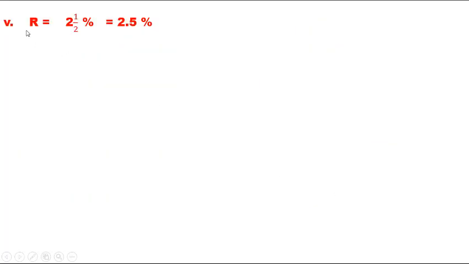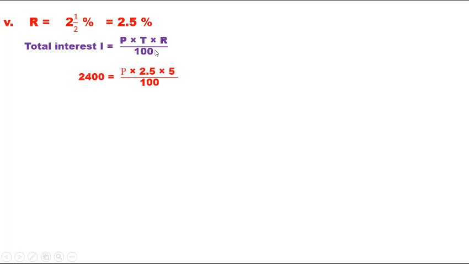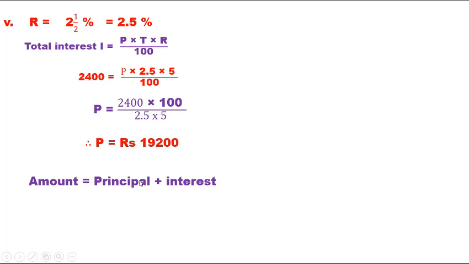The fifth one is R is equal to 2.5%. Total interest is equal to P into T into R divided by 100. Therefore, 2400 is equal to P into 2.5 into 5 divided by 100. Therefore, P is equal to 2400 into 100 divided by 2.5 into 5. Therefore, P is equal to rupees 19,200. Total amount is equal to principal plus interest. Principal 19,200 plus interest 2,400. Therefore, total amount is equal to 21,600. In this way we end the chapter.